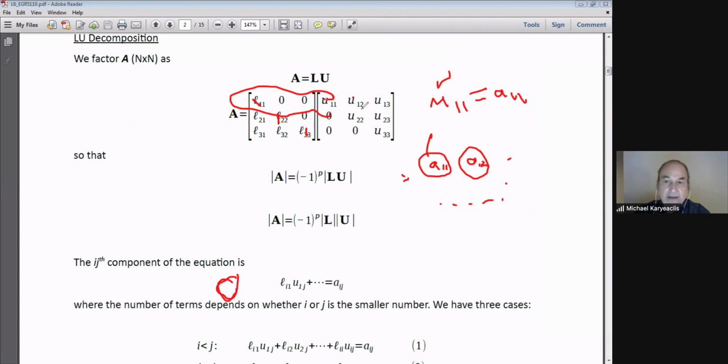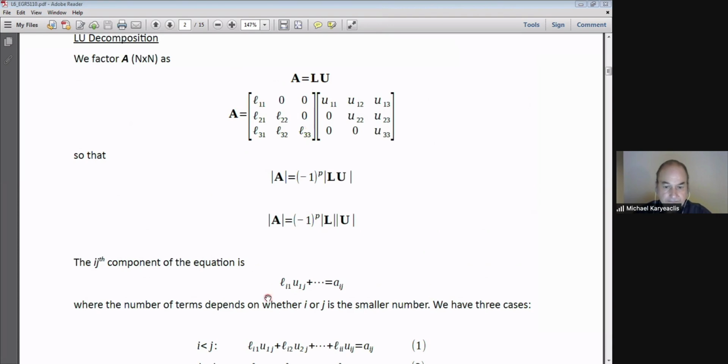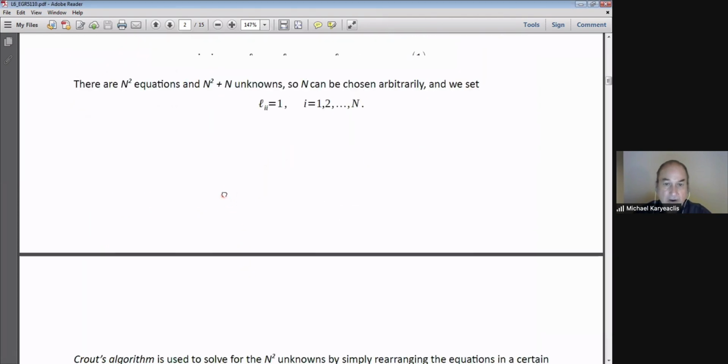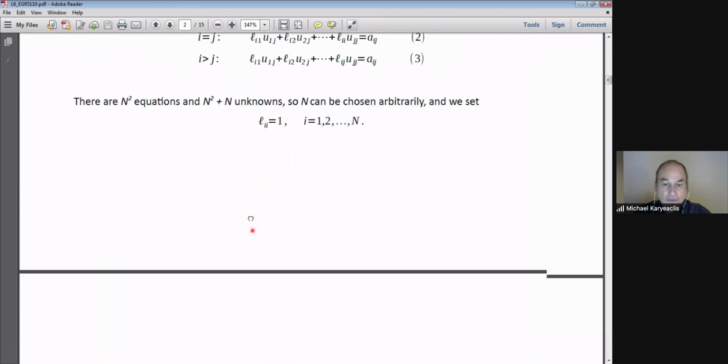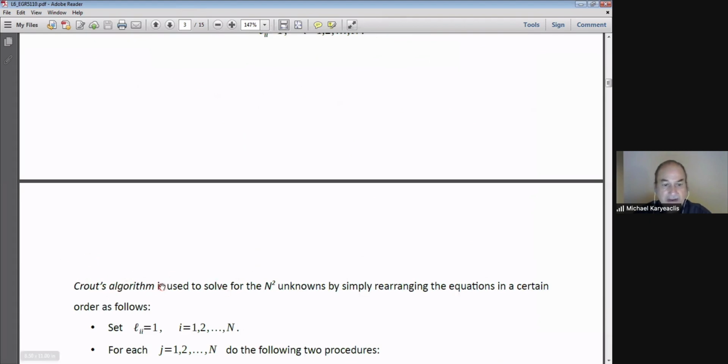That's the idea behind it, that we don't have to solve simultaneous equations, but we can solve them in a smart sequence, and therefore, if it is done properly, we don't need to know all the unknowns at the same time. Okay, so this is what we have. Having chosen L11 equal to 1, we have Crout's algorithm.